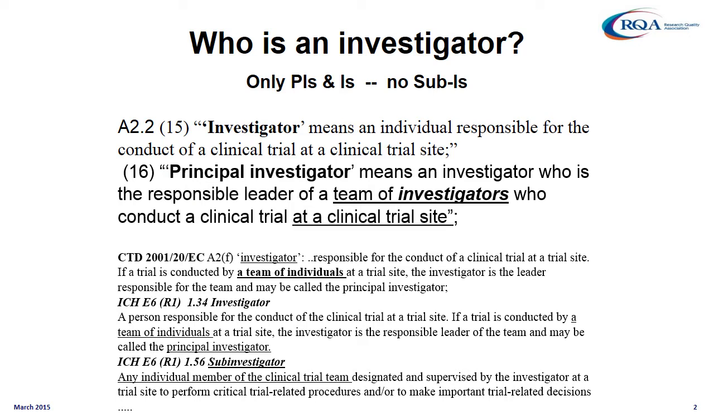And ICH GCP also had a sub-investigator, any individual member of the clinical team who is designated and supervised by the investigator at trial site to perform critical trial related procedures and/or make important trial related decisions. So that was simple. Now it's a little bit more tricky because there are no sub-investigators and there's only principal investigators and investigators. And if we have a team, then the principal investigator is a responsible leader of a team of investigators. And we'll see why that's important much later on.